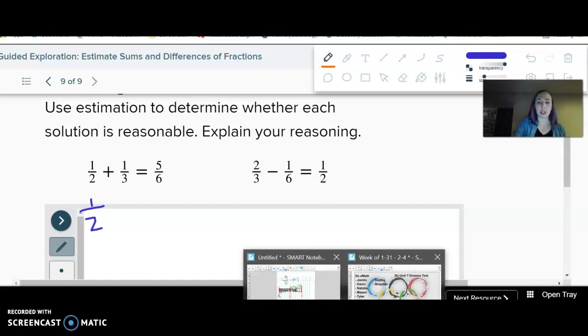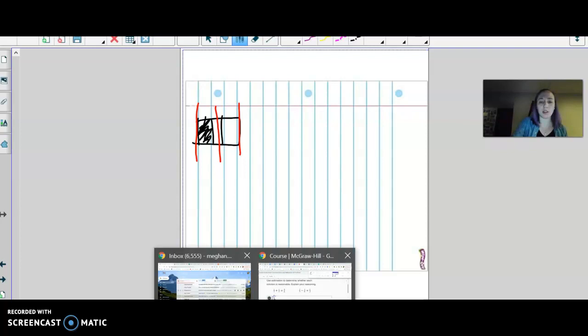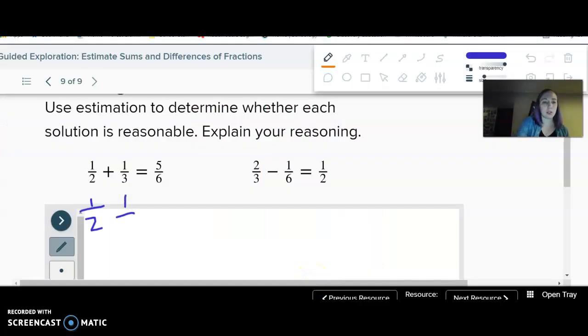1/3. Okay, I'm going to pull up here so I can say, okay, out of 3 pieces, 1 out of those, well, it's closest to 1/2. It's kind of hard to tell because it's sort of right in between 0 and 1, but it is closer to 1/2. If I add those together, I'm going to get 1.